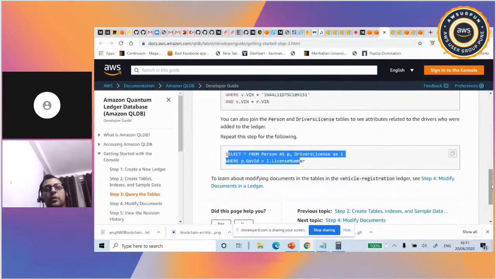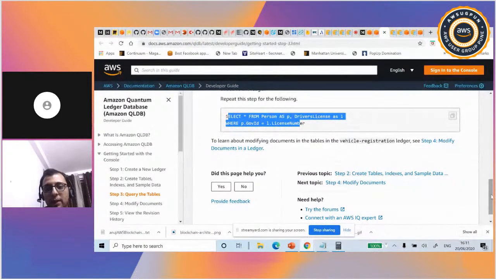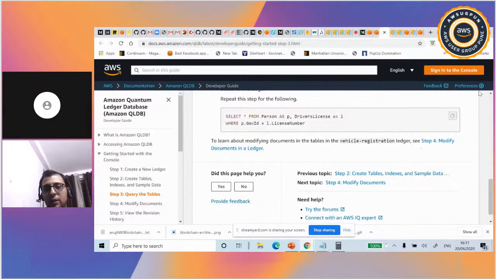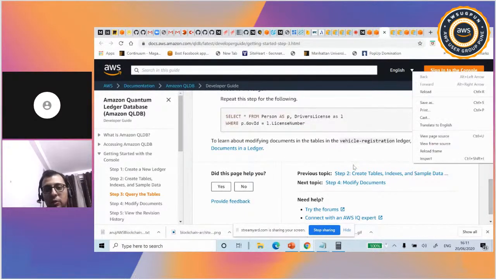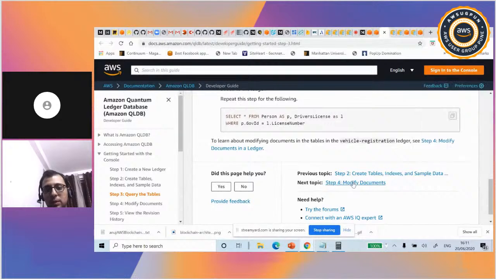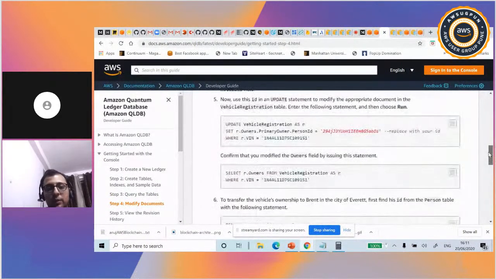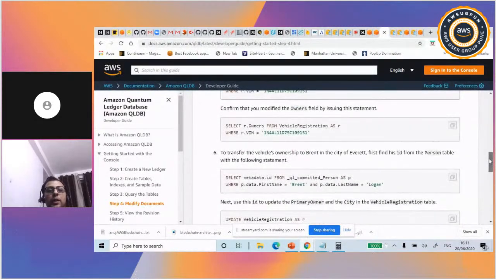There is a concept of a journal and a main, where you put the committed transaction to get the history of a particular transaction. All these things are given here. Anyone who wants to play with it can use the same example, run these queries, and then create your own tables and run a use case.